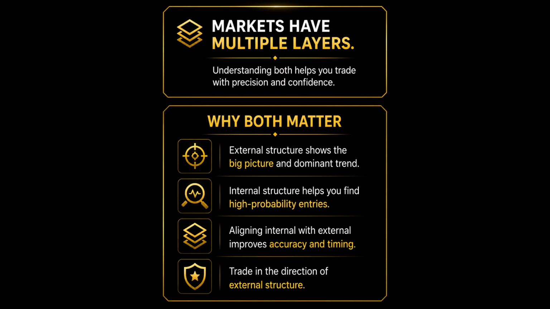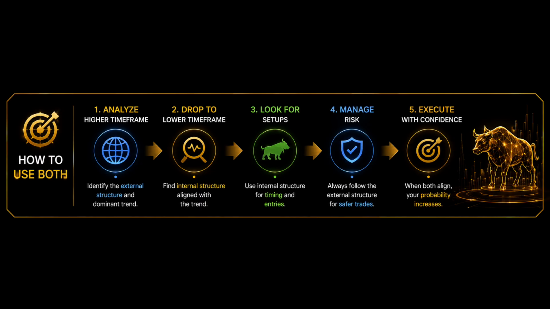For example, if the daily chart is bullish and the 15-minute chart forms a bullish setup, we have alignment between higher time frame direction and lower time frame execution. Professional traders follow a simple process. First, identify the external structure and dominant trend. Second, move down to a lower time frame. Third, look for internal structure setups that align with the larger trend. Finally, manage risk and execute with discipline.